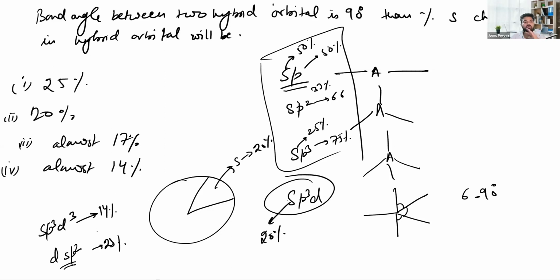So almost all the options are possible: 25% is also there, 20% is also there, 14% may be there, 17% may be there, 20% may be there, and 25% may be there. So they can have any values.